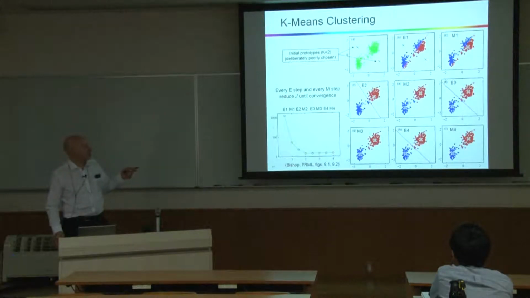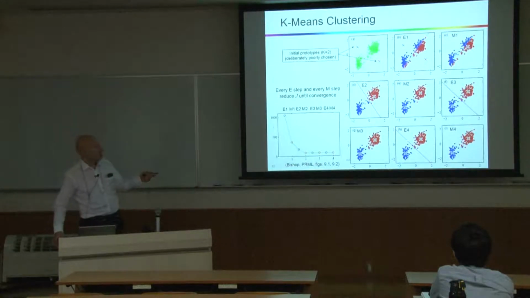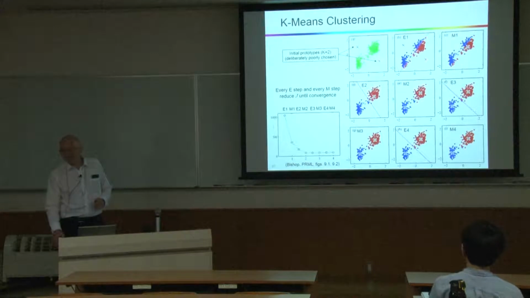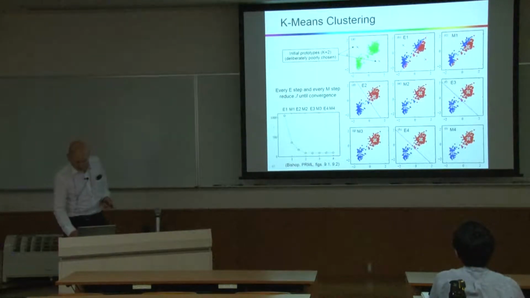Then we repeat the E step, assigning each point to the nearest class mean. Repeat the M step, repeat the E step, etc., etc. And in about 4 iterations, nothing's going to change anymore, and the thing's converged to this result. You see the error falling at each of these steps.